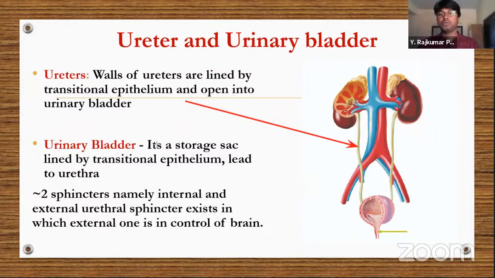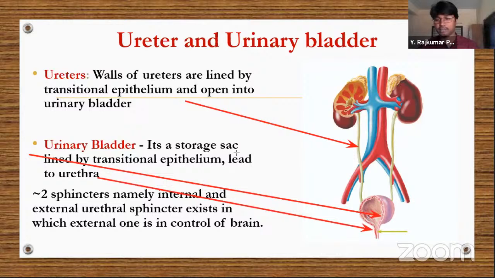Okay. And next, the urinary bladder. It is the storage sac. You can see here, and it is lined again by transitional epithelium, which leads to the urethra. The urethra is located here. Okay, through the urethra we send the urine outside. This urinary bladder has sphincters, namely internal and external sphincters.